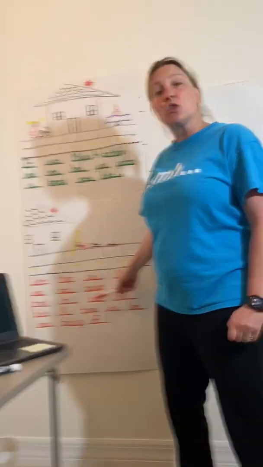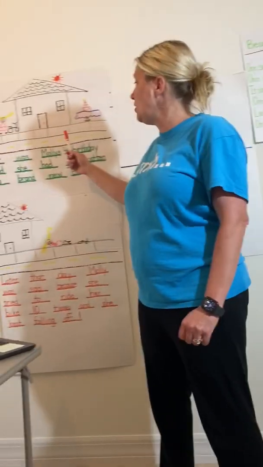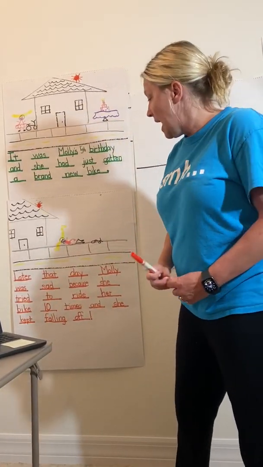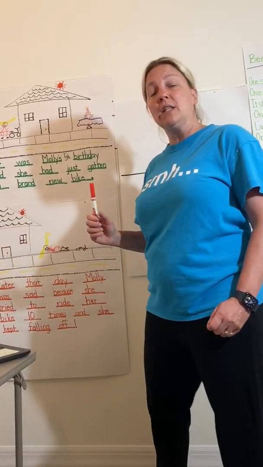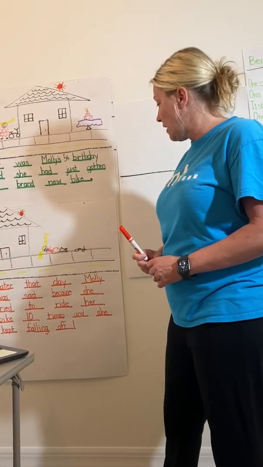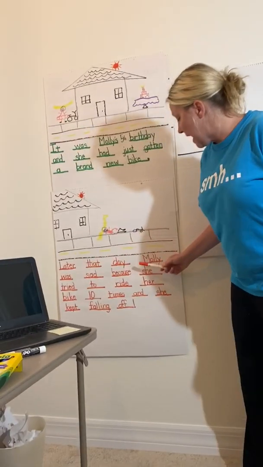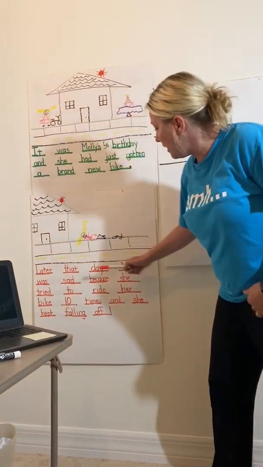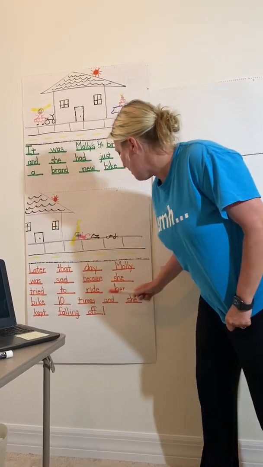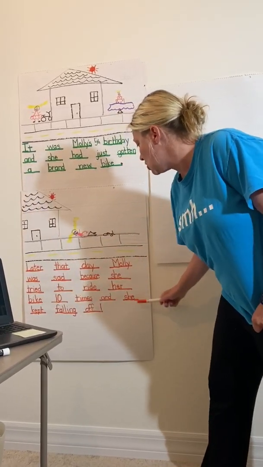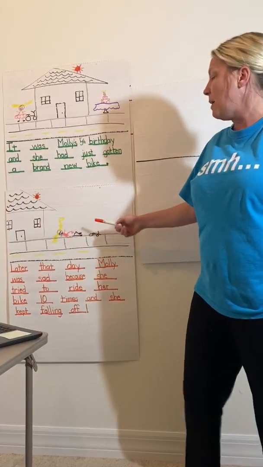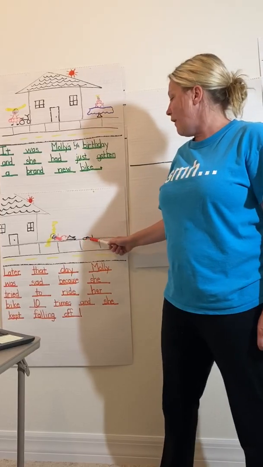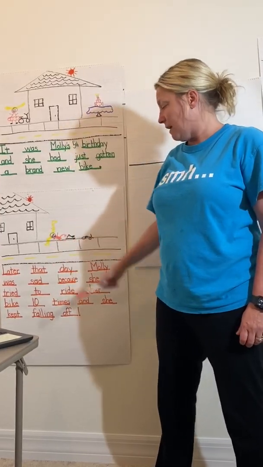Then I moved into the middle of the story, and in the middle of the story, whereas in the beginning you tell the character's setting, in the middle you tell what the problem is and how the problem happened. And I had already planned out on my planning sheet that the problem is going to be that she was having trouble riding her bike. So I wrote, later that day, which is one of the sentence starters we found on our chart, later that day, Molly was sad because she tried to ride her bike 10 times and she kept falling off. And I made my illustration show that too. The sun was a little further down in the sky. She's obviously fallen off and she's showing that she's sad, okay?